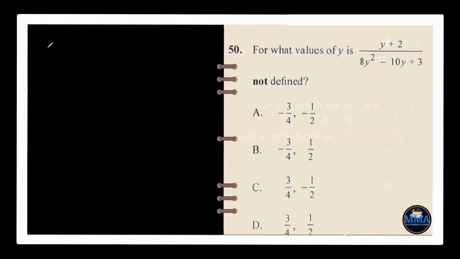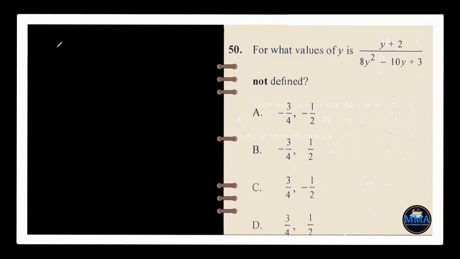Question number 50. For what values of y is (y + 2)/(8y² − 10y + 3) not defined? For this expression not to be defined, it means that the denominator is 0. Each time you divide a fraction by 0, if 0 occupies the denominator of a fraction, that fraction will not have a real value. We say the fraction is not defined. So we are going to set this denominator to 0.